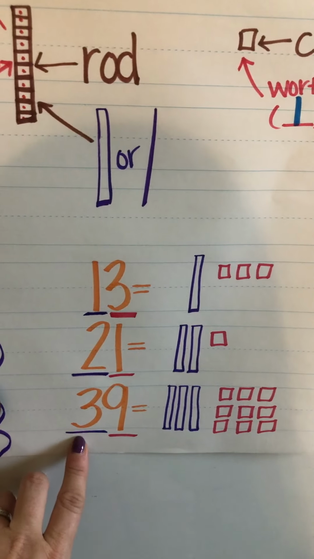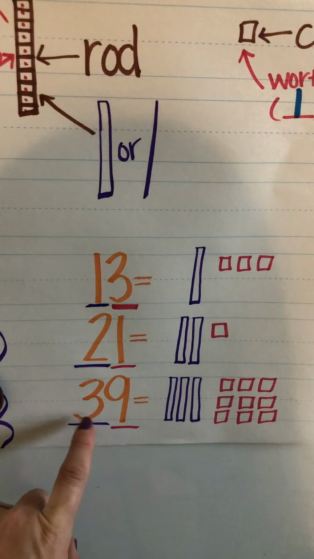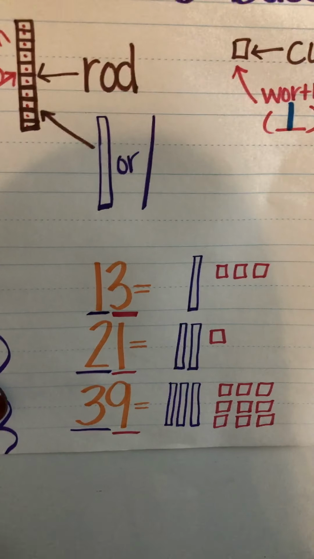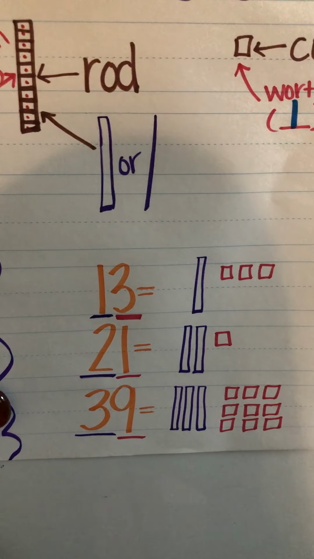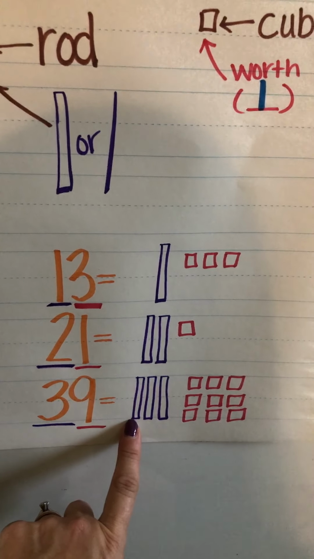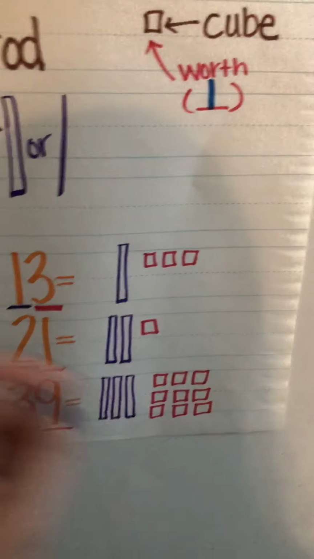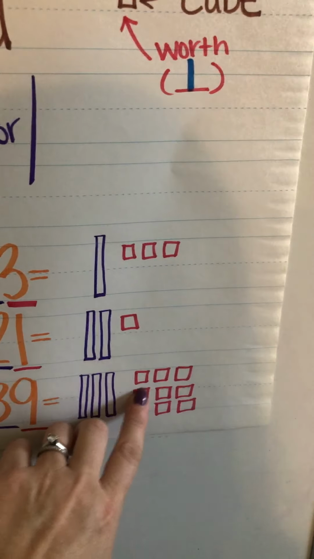All right, let's look at the number 39. How many groups of tens do we have in the number 39? You even say it, right, when you say the number. We have 3 groups of tens, 10, 20, 30, okay? And then we have our 9 ones.